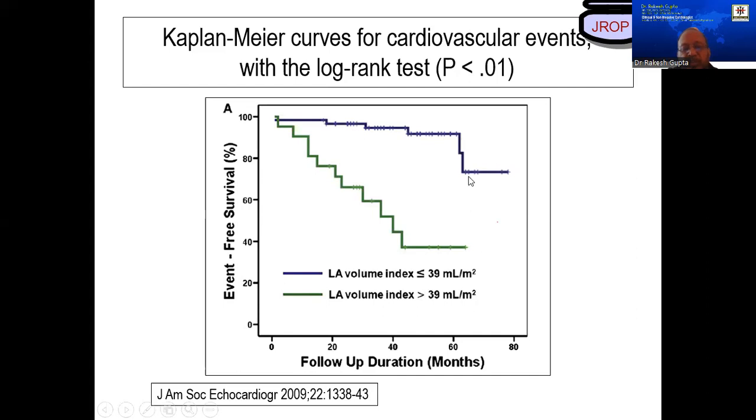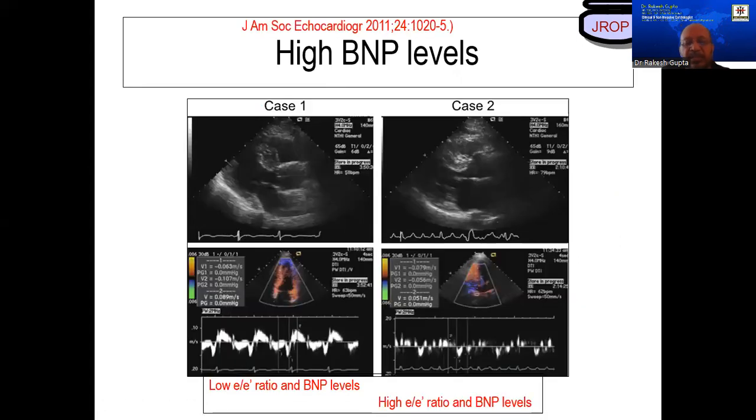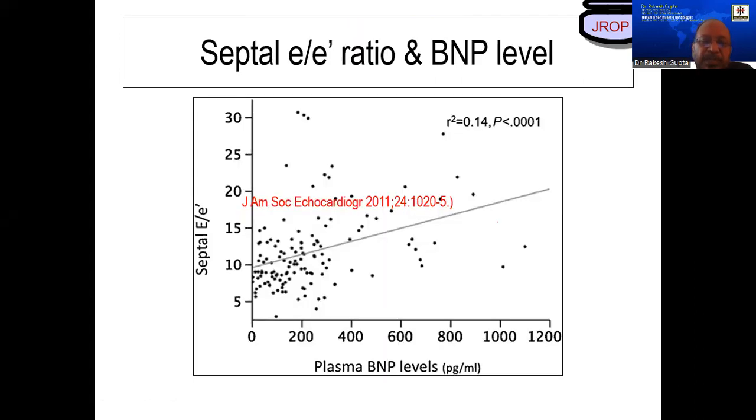If your LA volume is more than 39 cc versus less than 39 cc, look at this event-free survival. If the LA volume keeps on going higher, obviously these are the people who have poor prognosis. So low E/E prime ratio, as well as high E/E prime ratio with BNP levels and LA volumes, gives you an excellent idea about the prognosis. Here is an example of low E/E prime ratio and BNP levels versus high E/E prime ratio and BNP levels in hypertrophic cardiomyopathies.